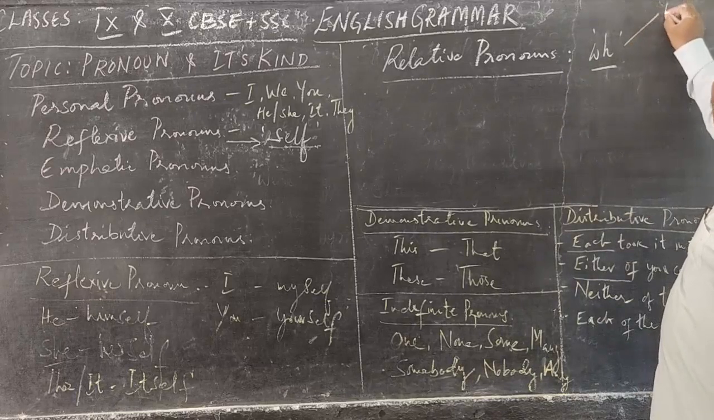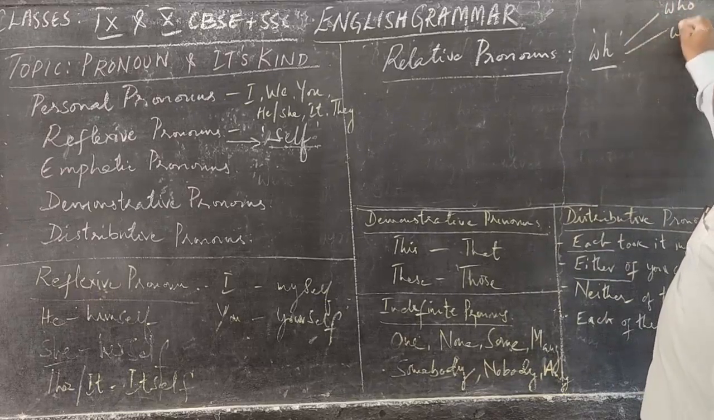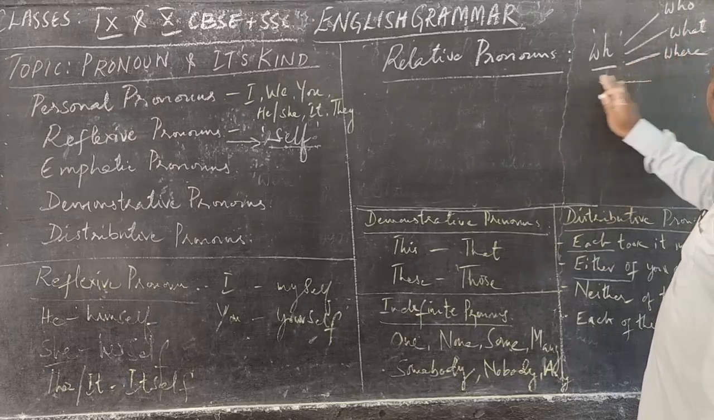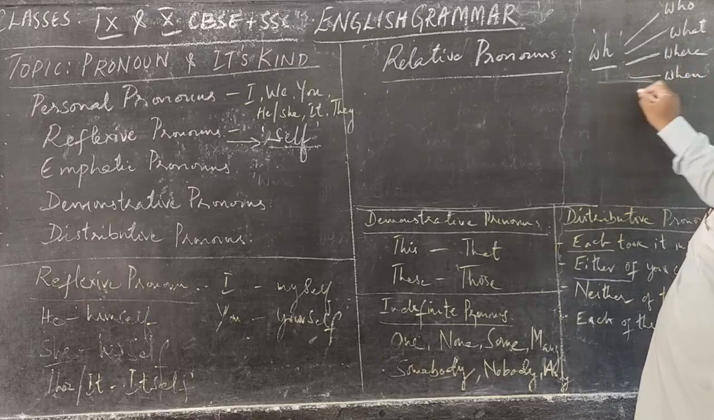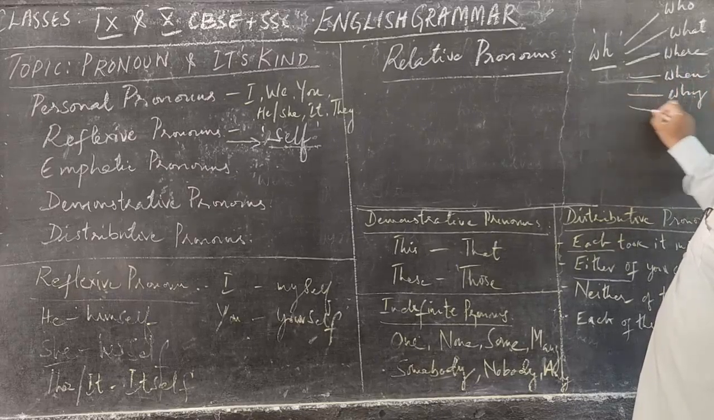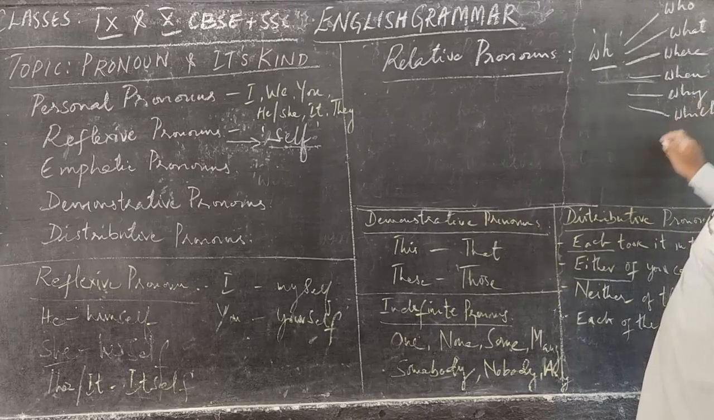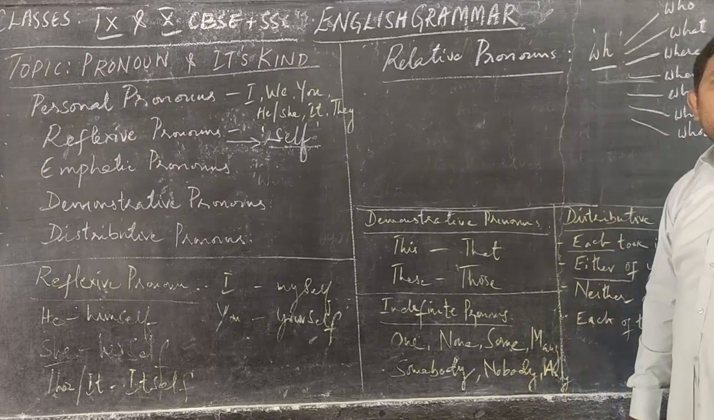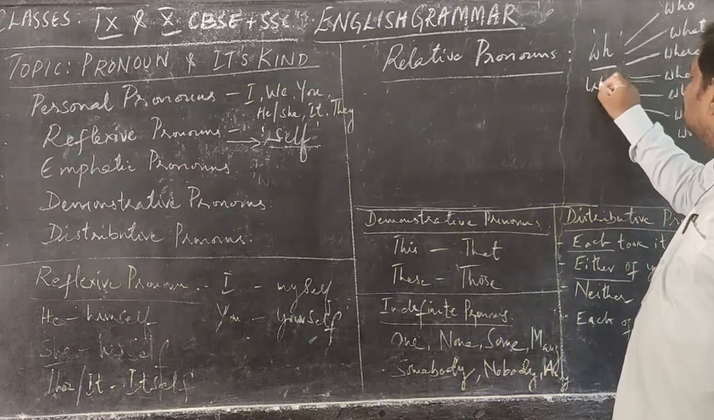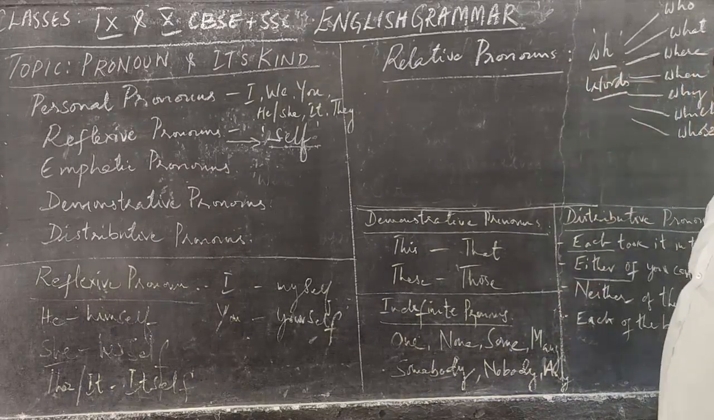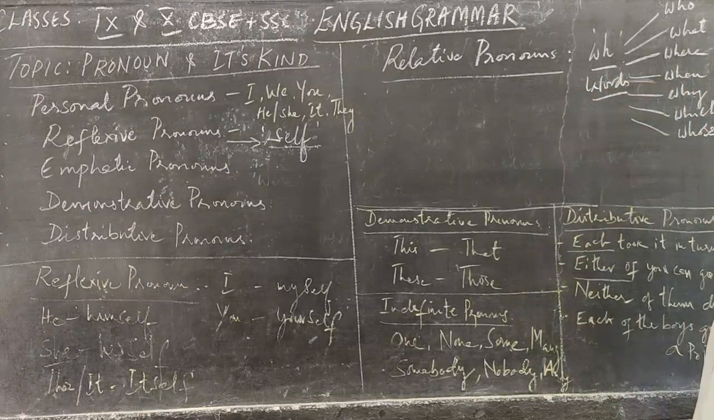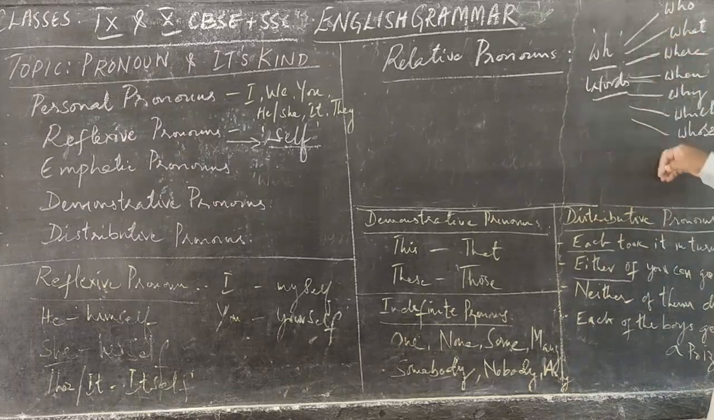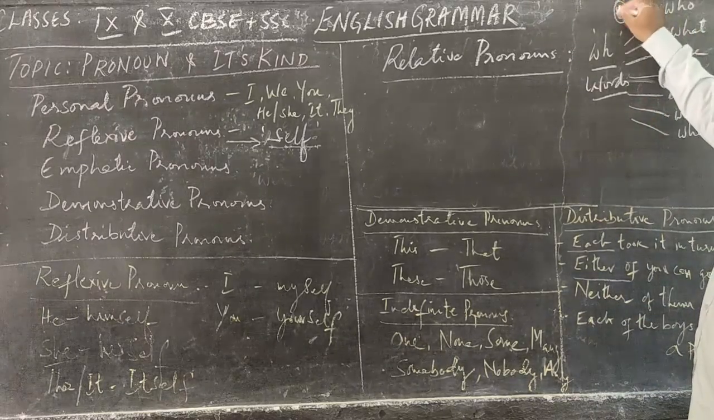What are the WH words? Who, what, where, when, why, which, whose. These are actually called WH words. Hope you are understanding. Now, I am not saying WH words are all relative pronouns, but all these WH words, which are 8 in number.